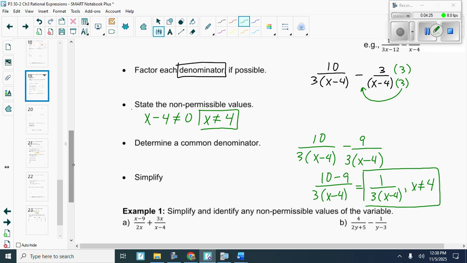Just a note to yourself, after we find the common denominator, we can write it over one denominator.